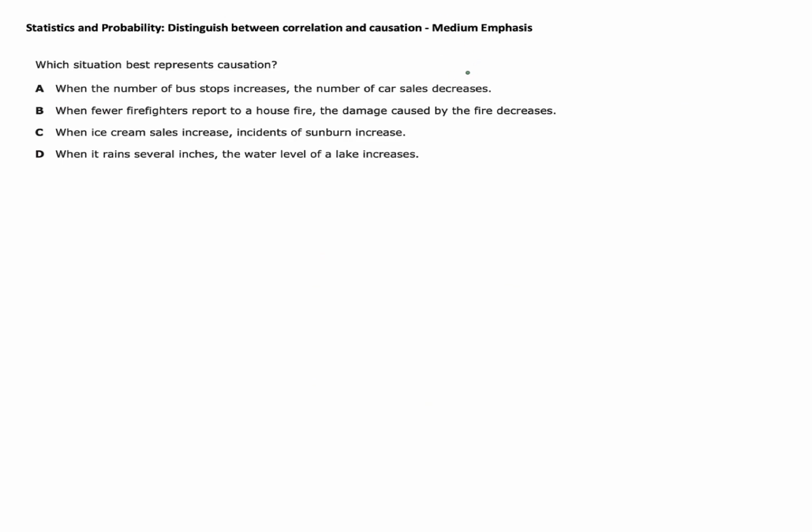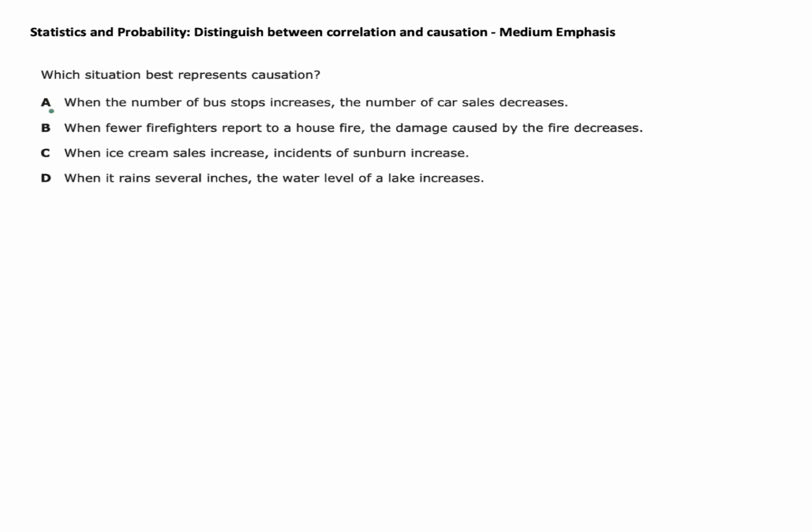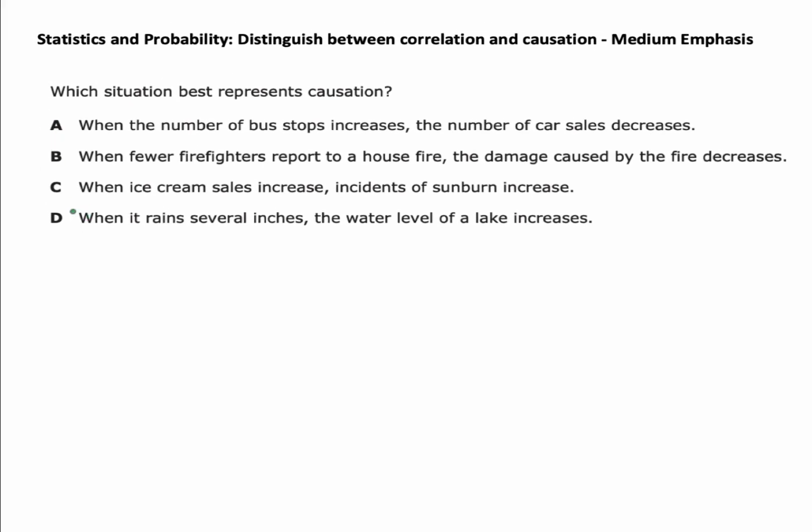This is medium emphasis. I find that most of the statistics and probability are medium emphasis, medium and low. This is a causation problem, and I did a video on that, so let's check this out. It says, which situation best represents causation? So remember, causation means that you have a part A, which is the cause, and part B would be the effect. And you have to ask yourself if that effect is true. So we're going to go through all 4 scenarios.